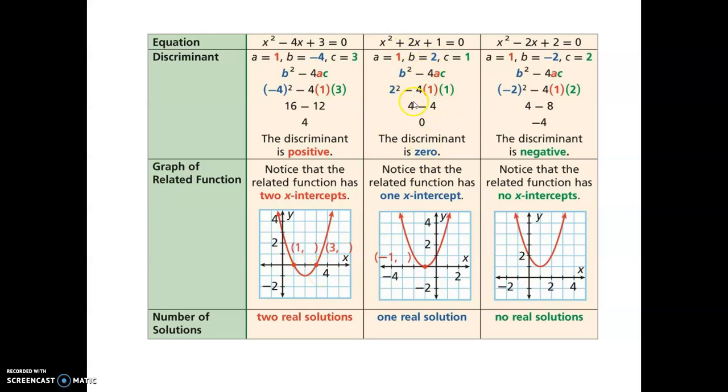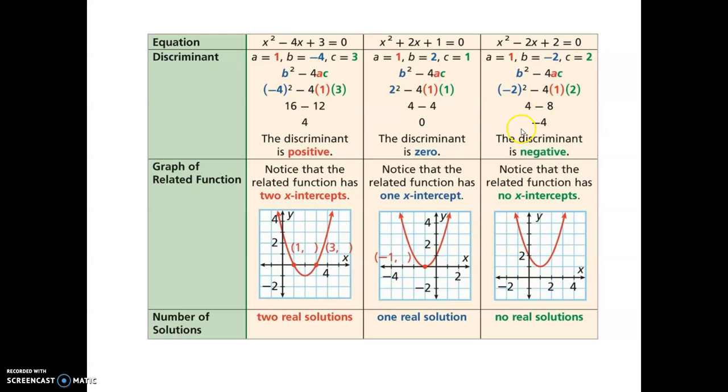When I solve, if I get exactly 0 for my discriminant, so here they substitute a, b, and c in for b squared minus 4ac. They substitute and solve, and they get 0. When the discriminant is 0, that means we have one real solution. That means the vertex lies directly on the x-axis. Okay, one real solution, one x-intercept.